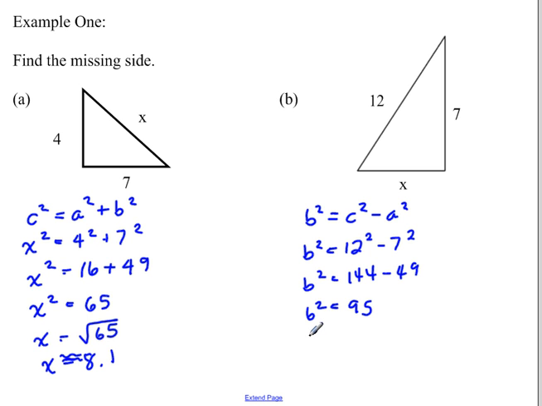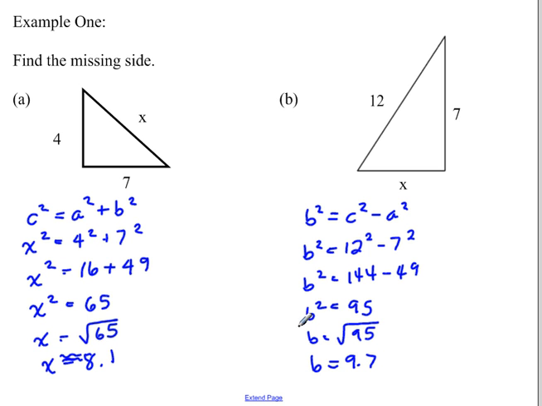And then, again, we won't be able to get a whole number answer, so we will end up with a decimal. And we end up with 9.7467, and so on. So if we round that to one decimal place, that would be 9.7. Don't forget, if these questions had units, our answer would need to have units.